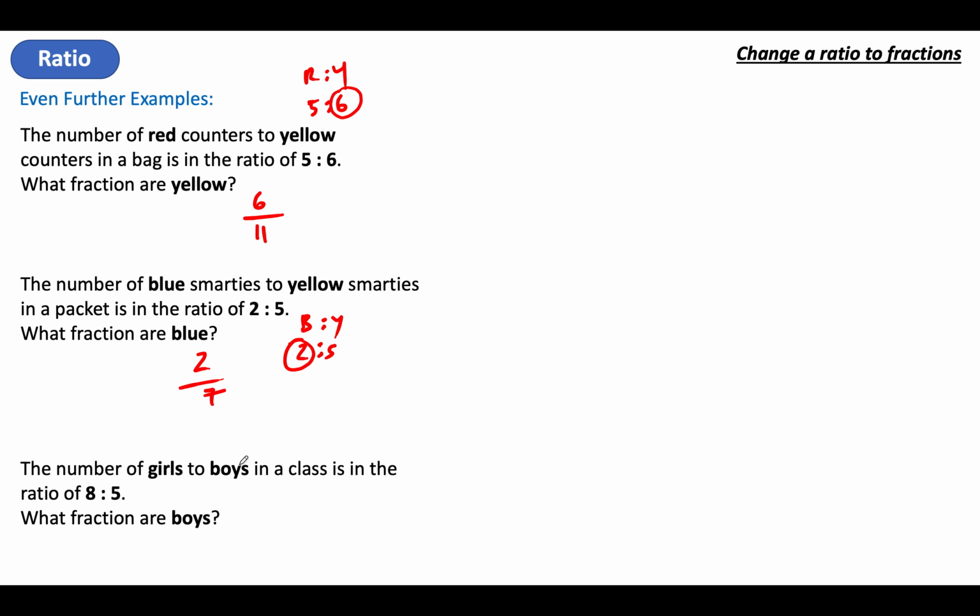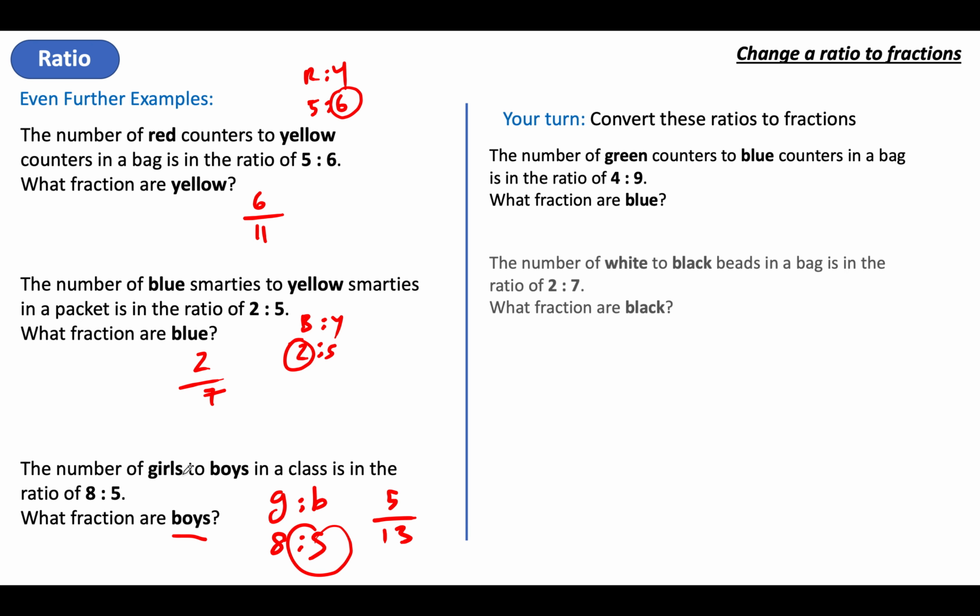The number of girls to boys in a class is in the ratio of 8 to 5. What fraction of boys? So girls to boys, 8 to 5, the same order in the question as the ratio. And I want boys this time, so that's 5. So 5 out of 8 and 5 is 13. So 5/13 are boys, yeah? 6/11 were yellow on the first one, 2/7 were blue in the second one, 5/13 were boys in that last one. Last few questions before we finish then.